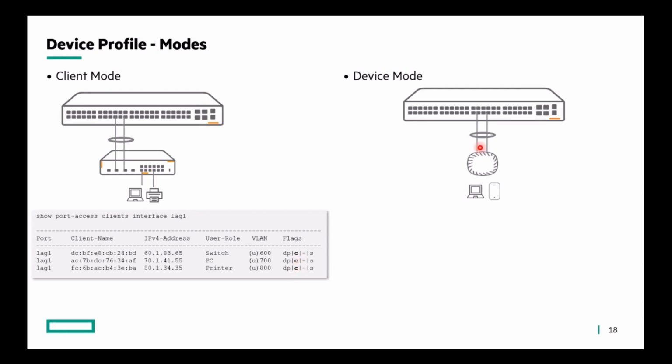Next comes the device mode. It is majorly used for AP onboarding, where we have dual port APs connected over the access switches, and we'll have the APs behind it either doing local switching or going over the gateway.